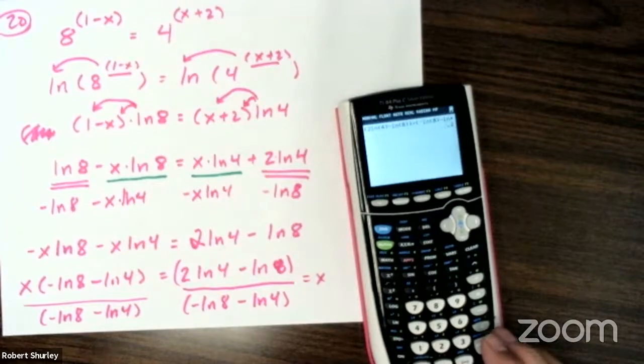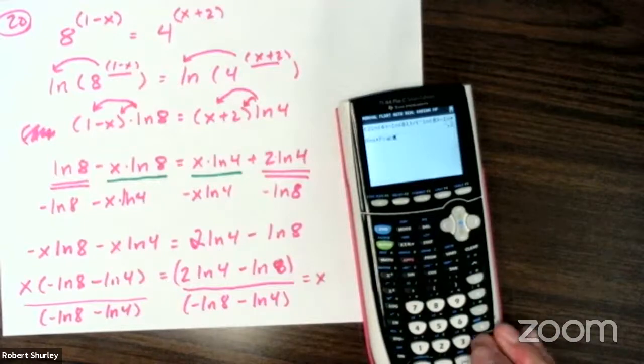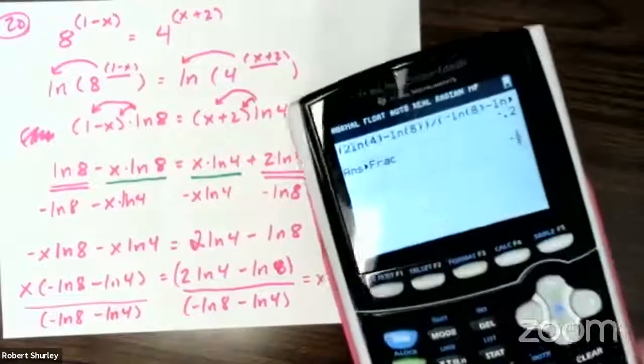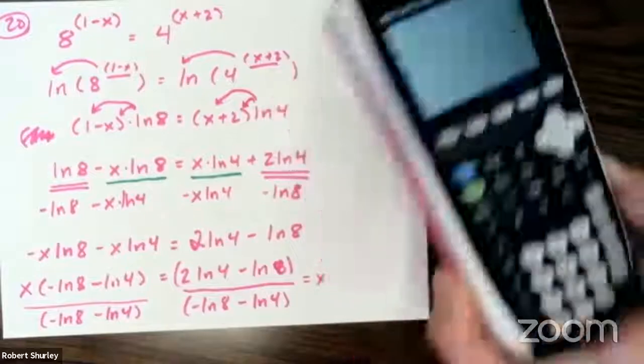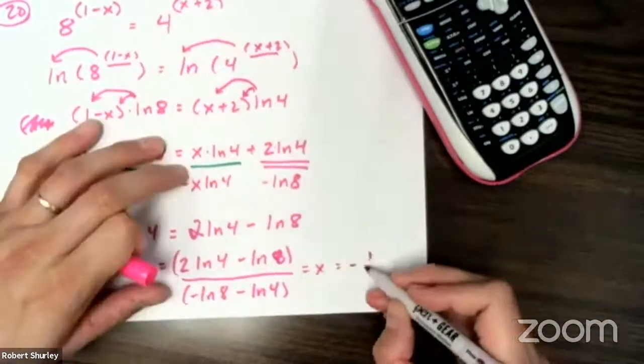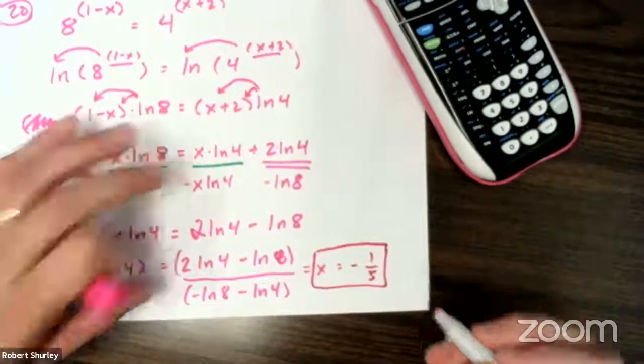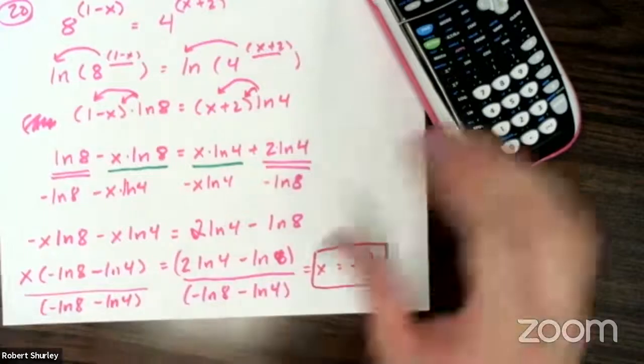What number was it? I stole this one from the book. Yeah, it is right. And now if you're like, hey, the answer's in a fraction, all you have to do is hit math fraction. And it'll give it to you as a fraction. So math fraction, negative 1/5. And just trust me here. I don't want to go back and check this one. I'll be a little lazy. Okay. But that's the answer.